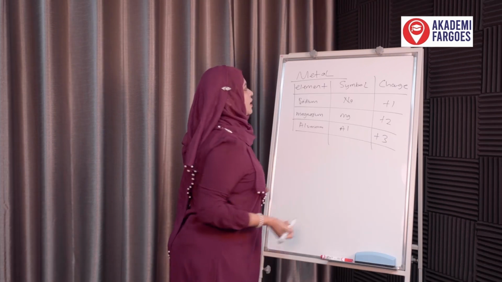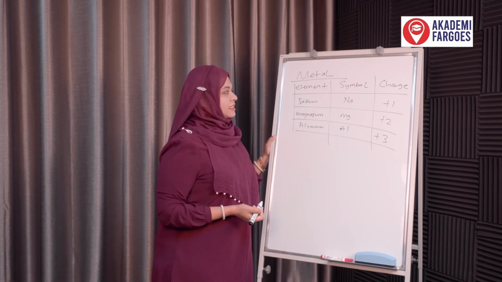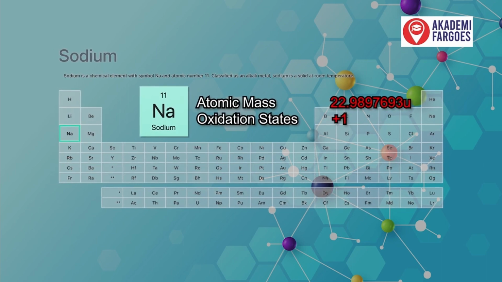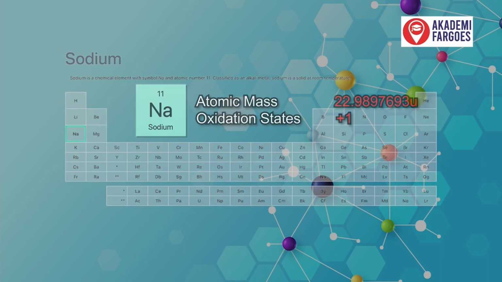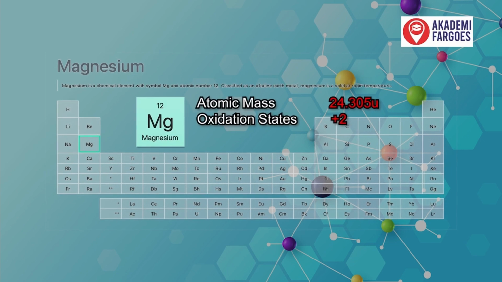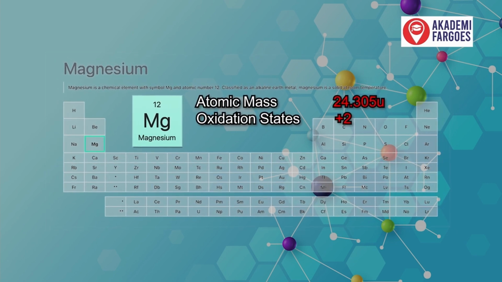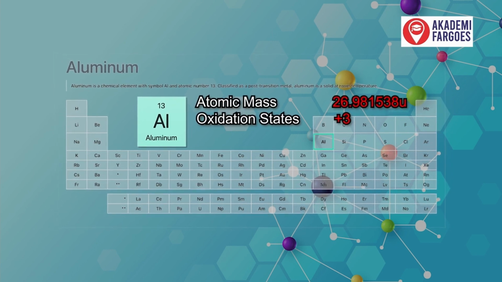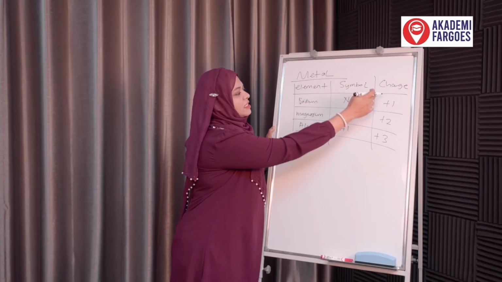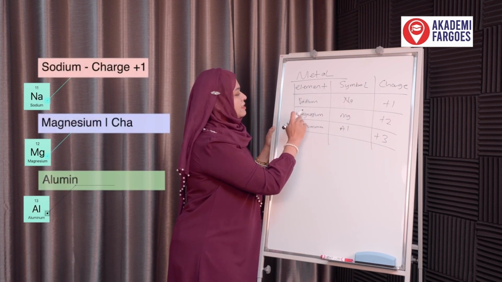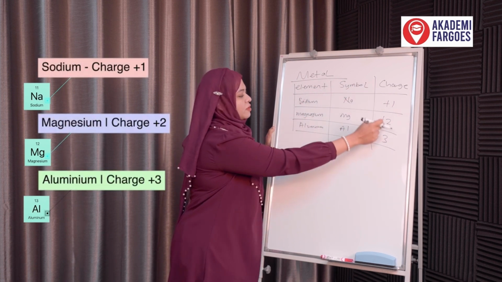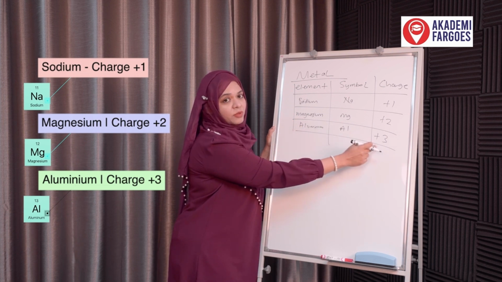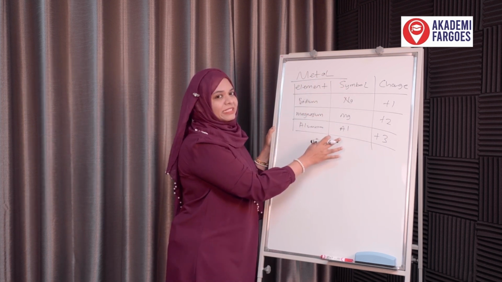First, this one is a metal element. I'll give three examples: sodium, magnesium and aluminium. The symbol for sodium is Na. You can check in the periodic table. Magnesium is Mg and aluminium is Al. How are we going to determine the charge? Sodium is in group 1 in the periodic table, so the charge is positive 1. Magnesium is in group 2, so the charge is positive 2. Aluminium is in group 13 and the charge is positive 3. So these are metal elements.